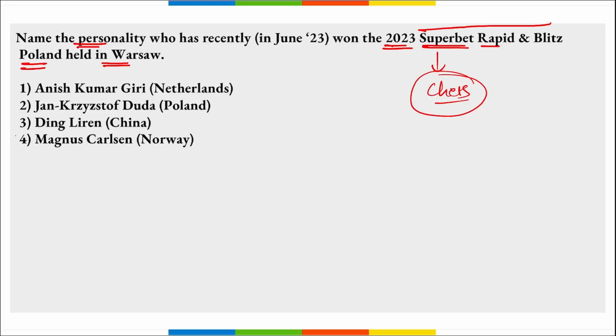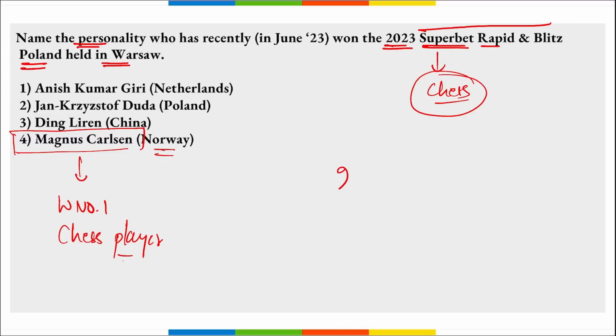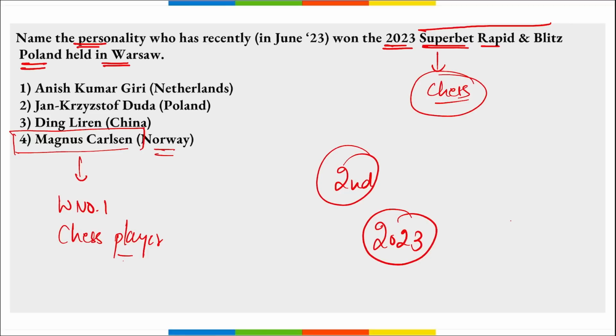और अभी रिसेंटली ये किन्होंने जीत लिया है, मैग्नस कार्लसन ने इसको जीत लिया है. ये नॉर्वे से बिलोंग करते हैं एंड ये वर्ल्ड के नंबर 1 चेस प्लेयर है. ठीक है. एंड इसी में याद रखेंगे ये जो सुपर बैट रैपिड एंड ब्लिट्स पोलैंड थी ना, ये सेकंड स्टेज थी आपकी 2023 के ग्रैंड चेस टूर की, जो कि वन ऑफ द 5 सीरीज इवेंट है, ये 5 सीरीज का इवेंट होता है ग्रैंड चेस टूर.